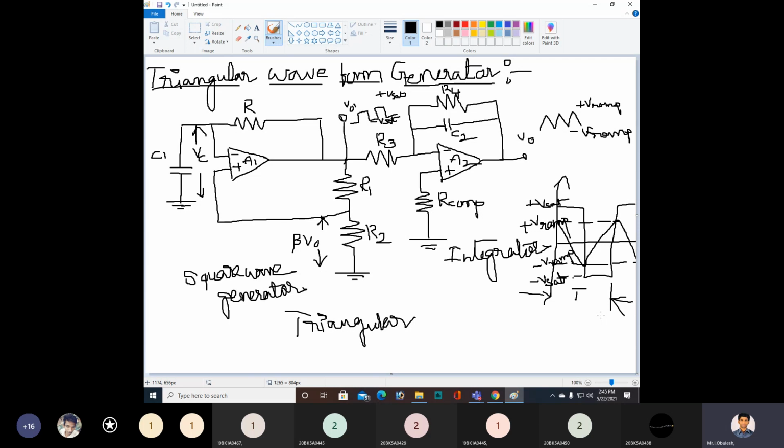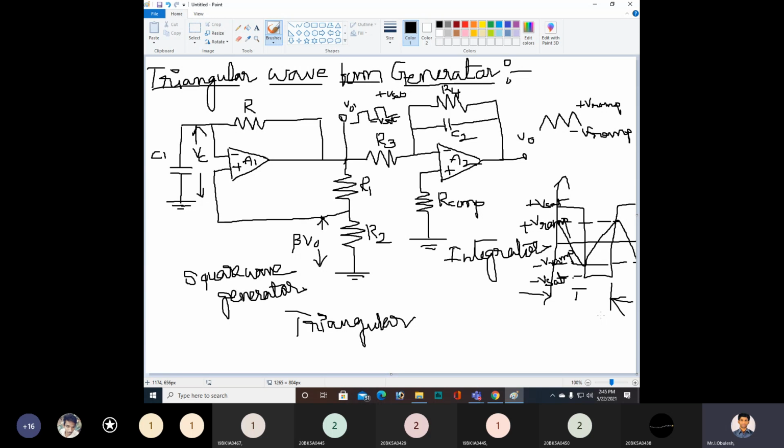So here a resistance R4, we discussed C2 now. A resistance R4 is connected across C2 to avoid the saturation problem at low frequencies in case of practical integrators. So why we need to connect R4 across the capacitor is to avoid the saturation problem at low frequencies in practical integrators.